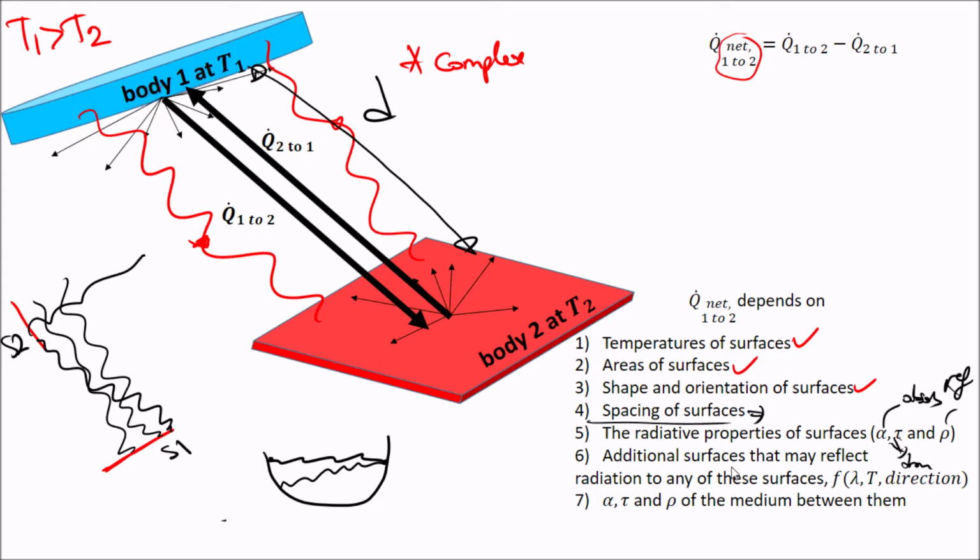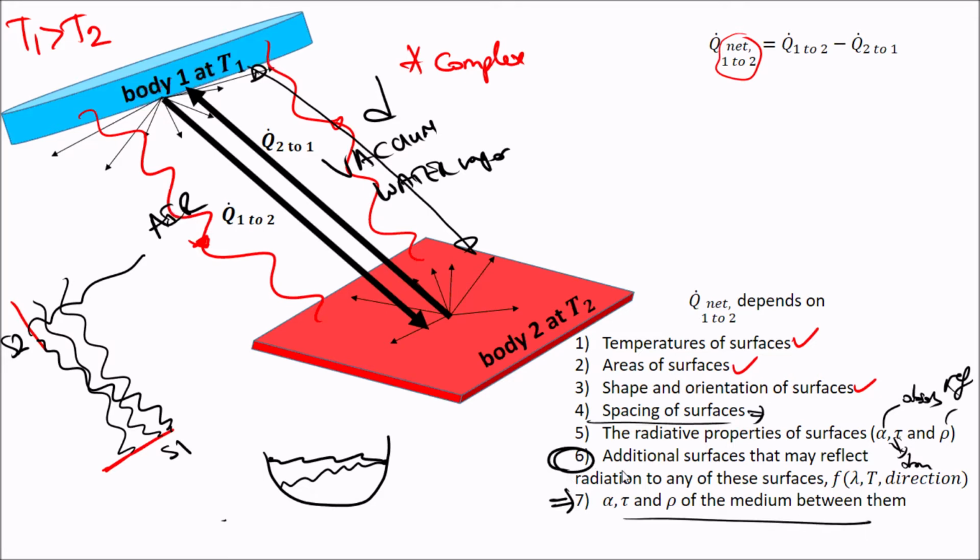And additional surfaces, so if you have, for example, air, you will have different heat transfer. If you have the vacuum, you will have different heat transfer. If you have, let's say, water vapor, you will have different heat transfer. Okay, because the medium that is participating in between the bodies will affect the thermal radiation. And the last one is this one, medium. And we have one more thing that I have forgotten, additional surfaces that may reflect the radiation.